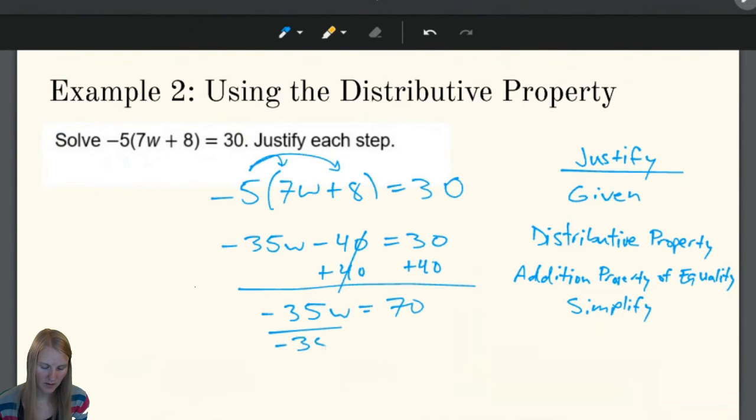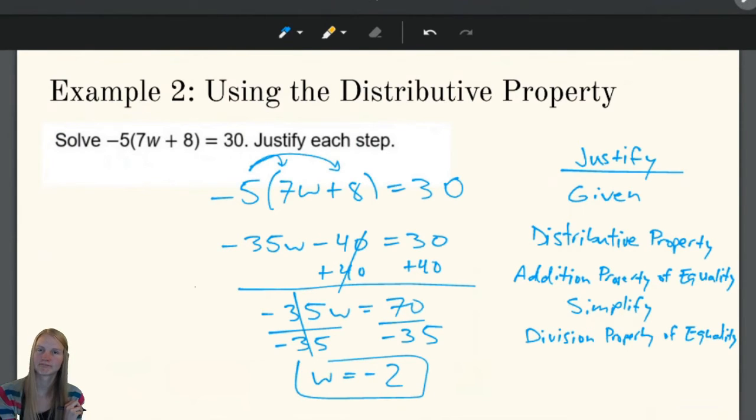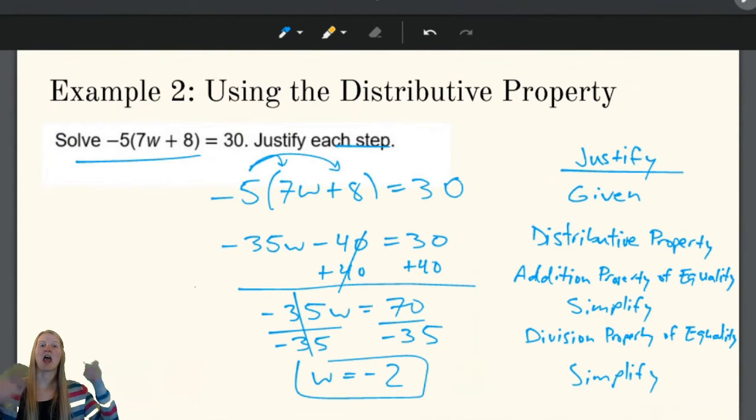Now I'm going to divide by negative 35 on both sides. Why am I allowed to do that? Say it. Yeah. Division property of equality. And now we have W equals -2. And that's, again, just simplifying from here to here. Okay, look at that. We solved and we justified every step.